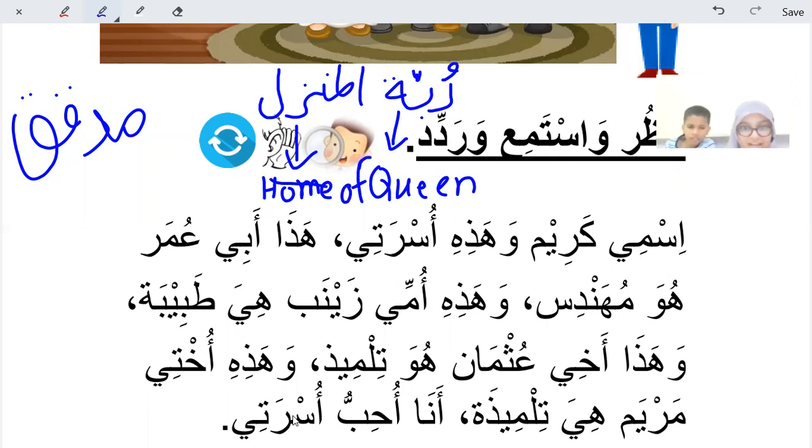Wahaza Akhi Rayyan. Huwa Tilmiz. Good. And I don't have a sister. Then leave that sentence, okay? Ana Uhibbu Usrati. I love my family. Good. Riyan, your turn. You are not Kareem. Ismi Riyan. Wahazihi Usrati. My name is Riyan and this is my family.